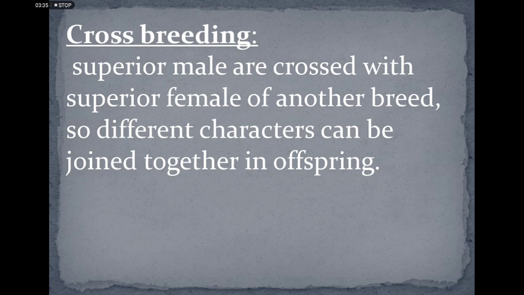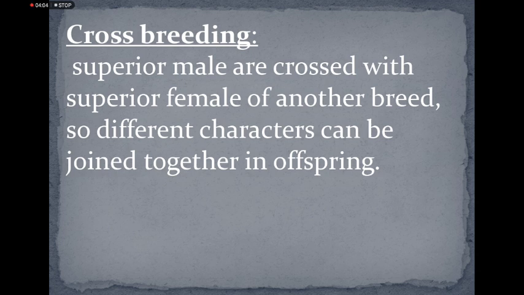These two dogs are from various countries, and if we cross these two dogs, we obtain a new product. That new offspring has the characters of both the superior male and the superior female. That type of breeding is known as cross breeding.